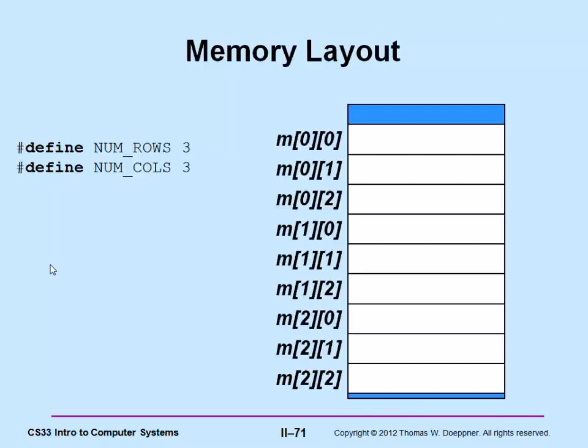Now, the way it's actually laid out in memory looks like this. It's laid out in row major order, so the rightmost subscript is varied first. So we have m of 0, 0, m of 0, 1, m of 0, 2. Then we've got m of 1, 0, m of 1, 1, m of 1, 2, and so forth.